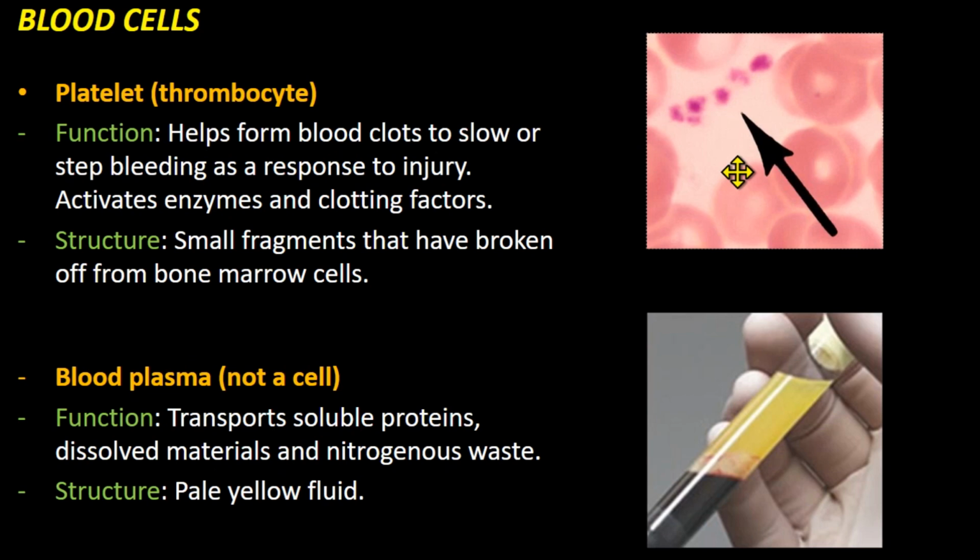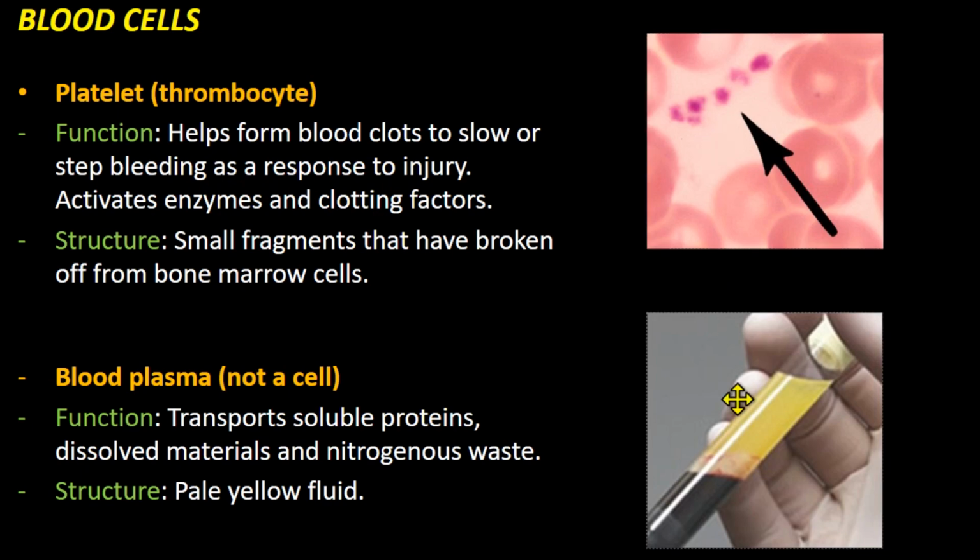Now we have platelets. So platelets are very, very small fragments, and their function is to help form blood clots to slow or stop bleeding as a response to injury. What they would do is activate enzymes and clotting factors to turn fibrinogen in the blood into insoluble fibrin, which would then be used to form a blood clot. So they look like small fragments, and basically they have been broken off from bone marrow cells.